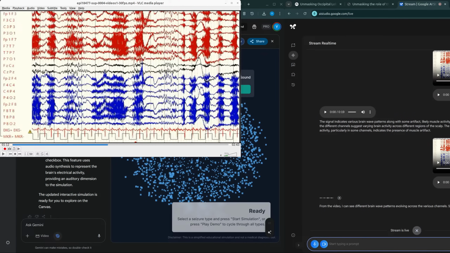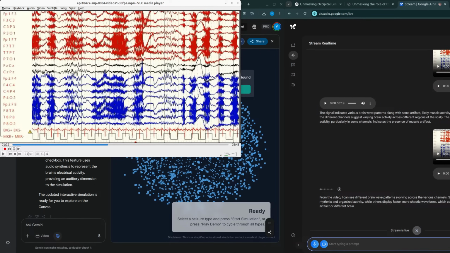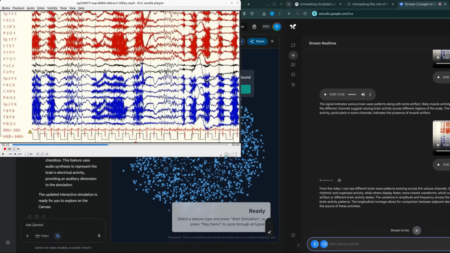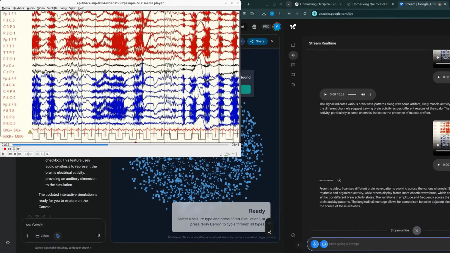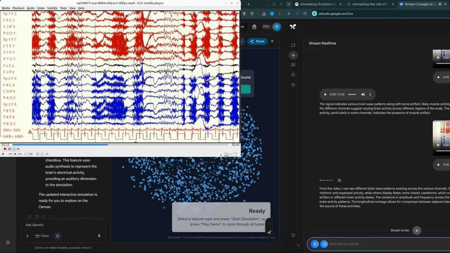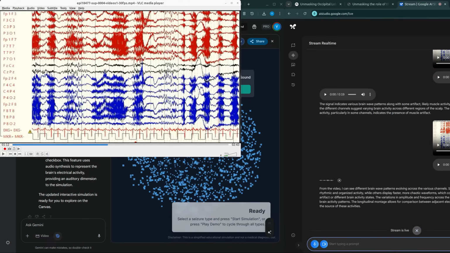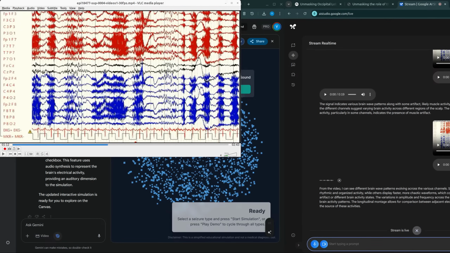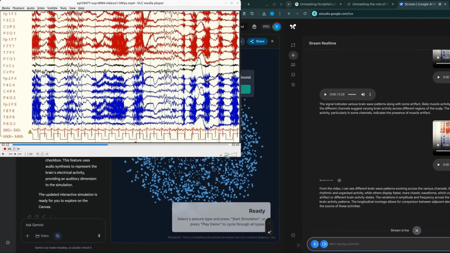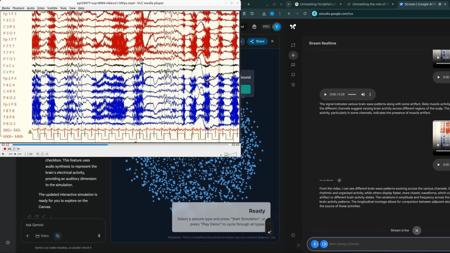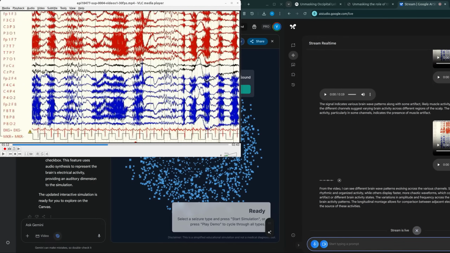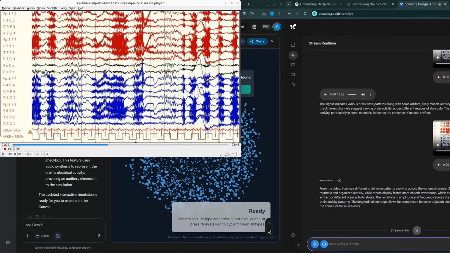From the video, I can see different brainwave patterns evolving across the various channels. Some channels show more rhythmic and organized activity, while others display faster, more chaotic waveforms, which could be due to muscle artifact or different brain activity states. The variations in amplitude and frequency across the channels indicate localized brain activity patterns. The longitudinal montage allows for comparison between adjacent electrodes, helping to pinpoint the source of these activities.